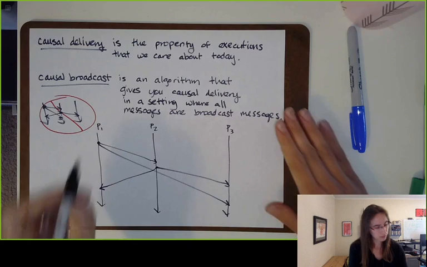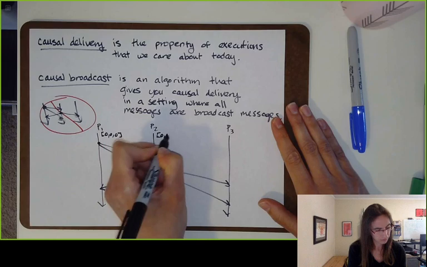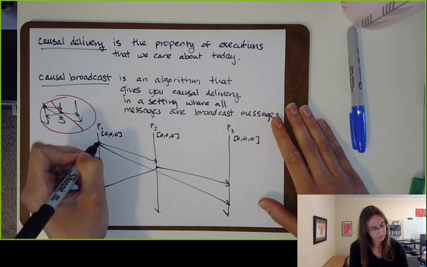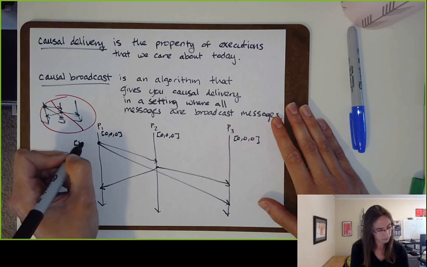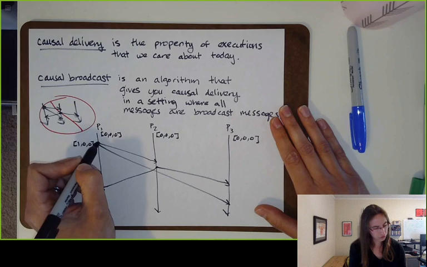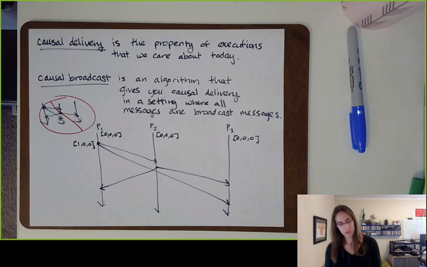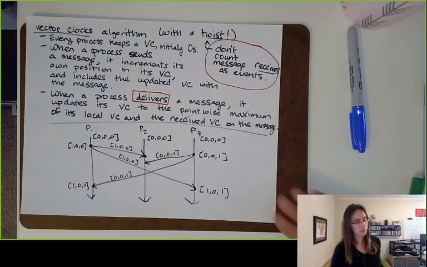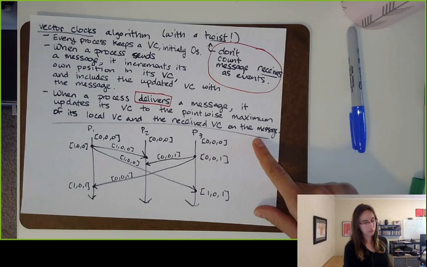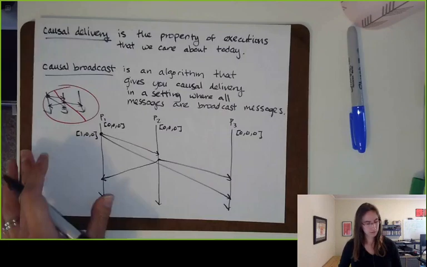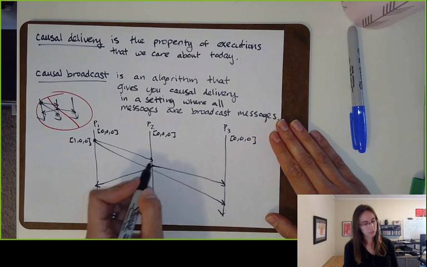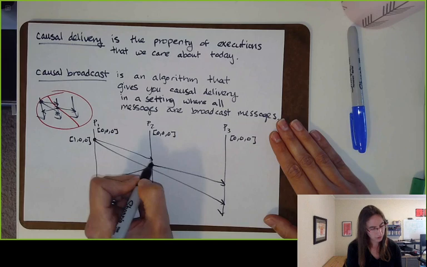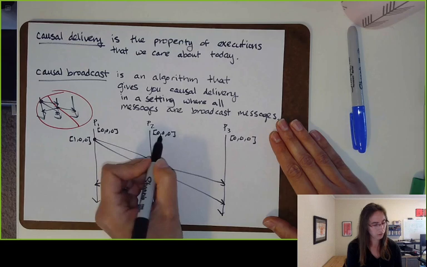So once again, everybody's going to start with zeros. Process one will send this message. The vector clock gets sent along. So recall from the algorithm that we just saw, when a process delivers a message, it's going to update its vector clock to the pointwise maximum of its local vector clock and the received vector clock on the message. So coming back to this picture, let's look at what would happen if we just delivered everything right away as soon as we received it. Well, then process two would get this message and it would update its vector clock, taking the pointwise maximum of 100 and its local vector clock, which is just 000. So it's going to update to 100.